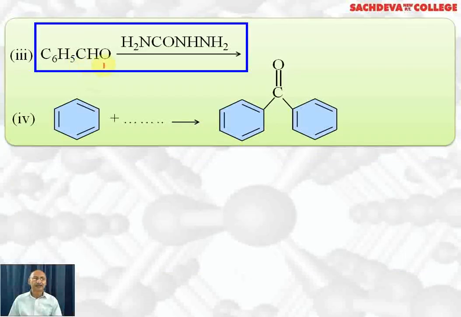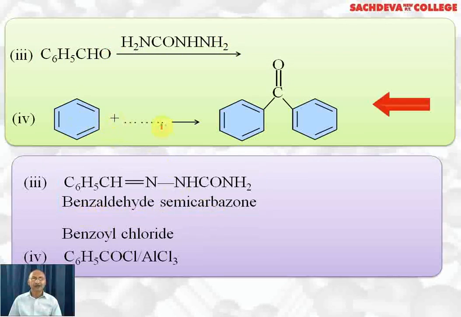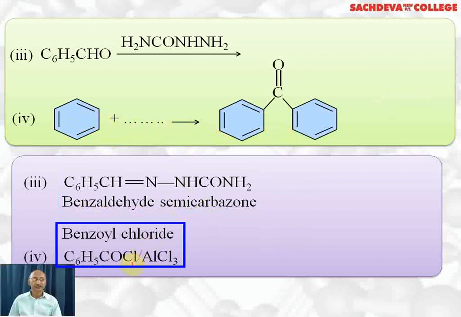Next we are reacting benzaldehyde with semicarbazide. This hydrogen from semicarbazide and oxygen from this will be removed and we will get benzaldehyde semicarbazone. This is benzaldehyde semicarbazone. Here we want to convert benzene to benzophenone. We will use benzoyl chloride in the presence of AlCl3. So benzoyl chloride in presence of AlCl3 will convert benzene to benzophenone.